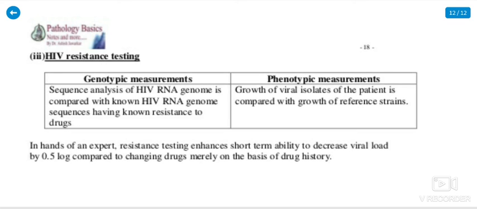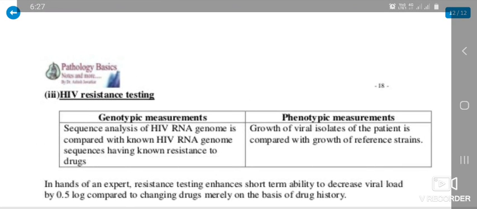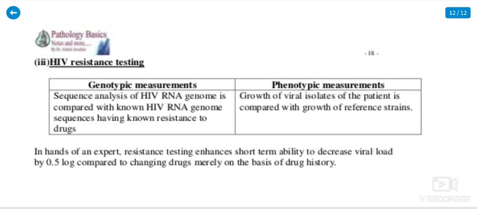So this is the HIV resistance testing, both genotypic as well as phenotypic measurements. So I conclude this is of most importance in future also. HIV is a molecular diagnosis of the infectious disease AIDS.